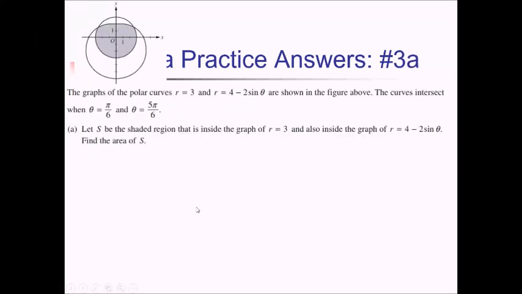There we go. For this calculator-based free response problem, we have the graphs of the polar curves r equals 3, which is this circle here with a radius of 3, and r equals 4 minus 2 sine of theta, which is this thing that's not a circle, this cardioid, I guess. And we're told that these curves intersect at pi over 6 and 5 pi over 6, which we definitely could have found on a calculator on our own, but it's nice of them to give us that. So our first task is to find the shaded region between these.